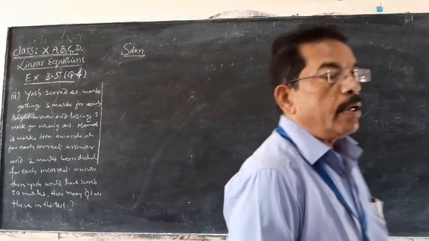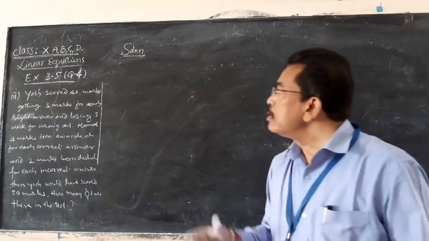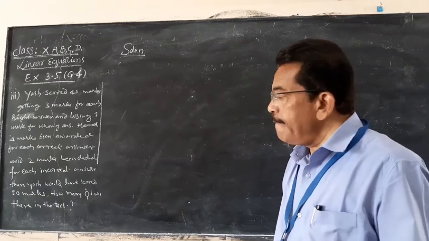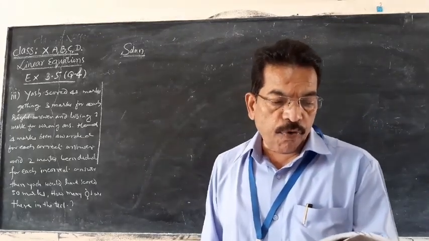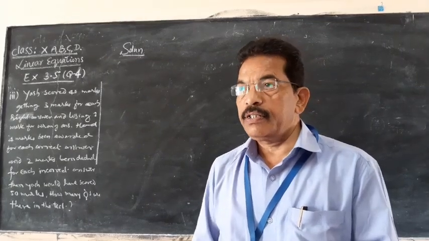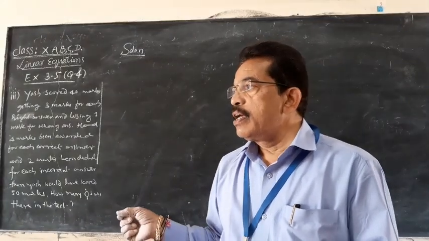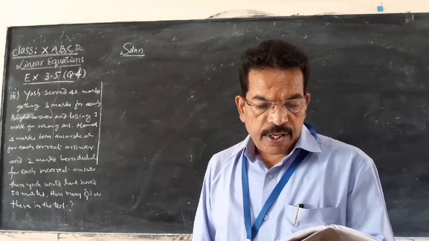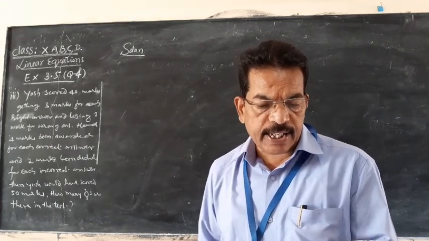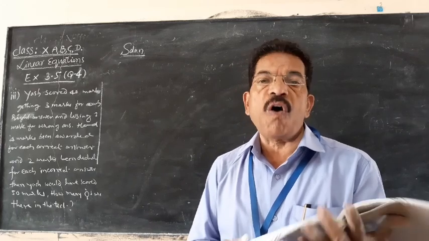Question number 3. The question reads like this: Mr. S scored 40 marks in a test, getting 3 marks for each right answer and losing 1 mark for each wrong answer.